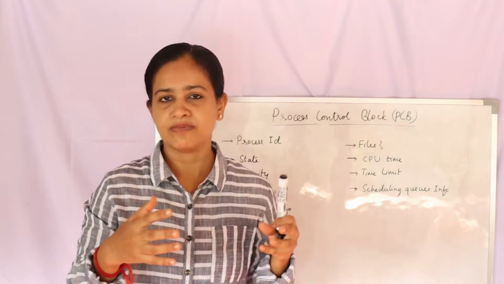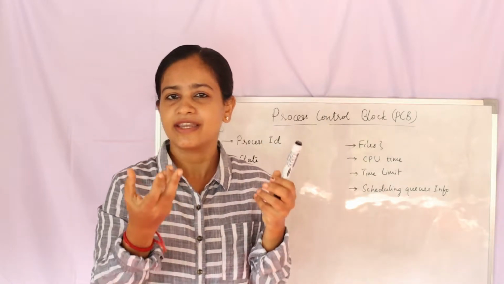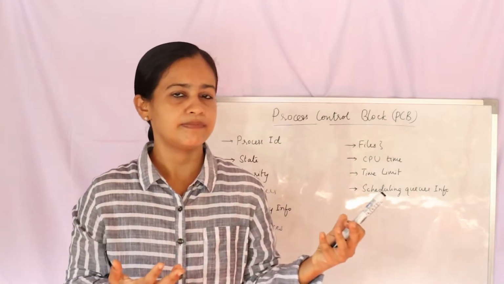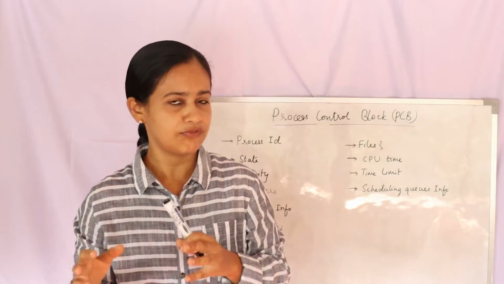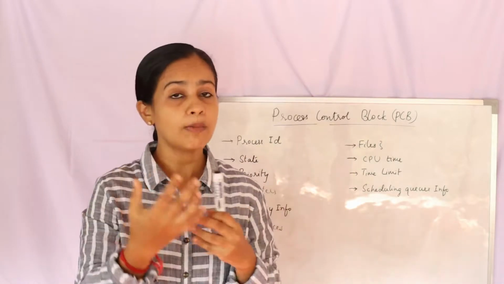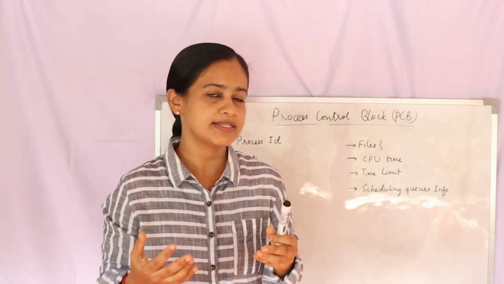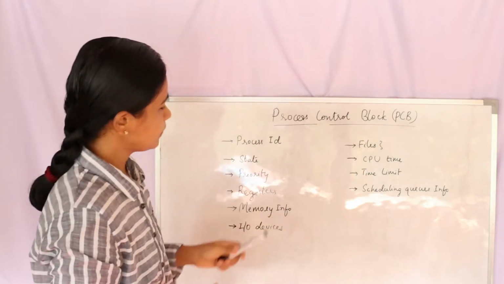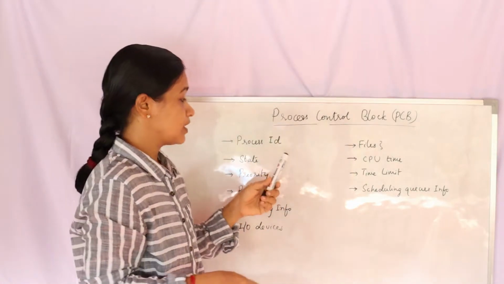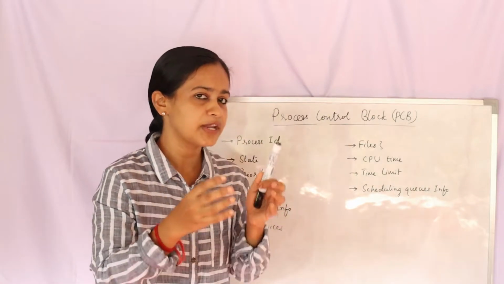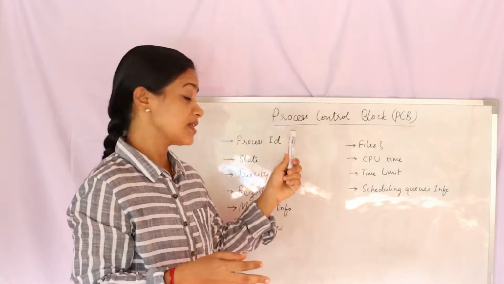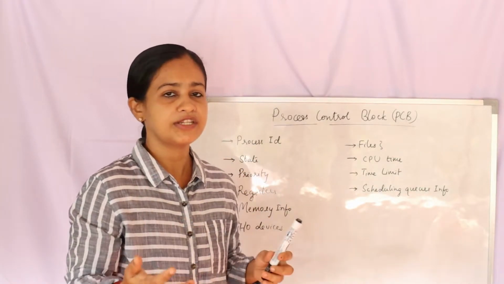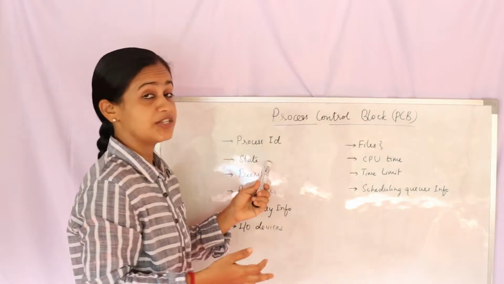The structure of a PCB, or the details that are present in a PCB, might vary from one operating system to another. However, there are some important information and these information are common across systems, and let's understand some of the important information that's available in a PCB. The first one is process ID. A unique ID is associated with every process, and this is nothing but the process ID. Then we have state. It can be ready, it can be running, waiting. That information is present in here.